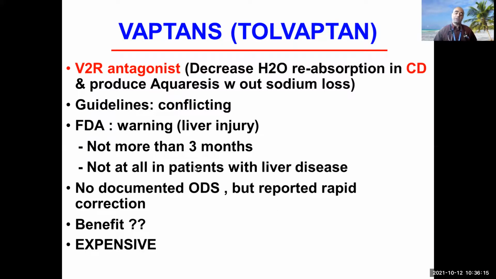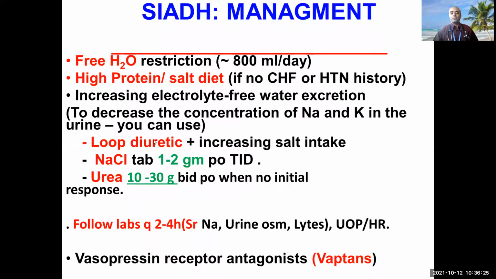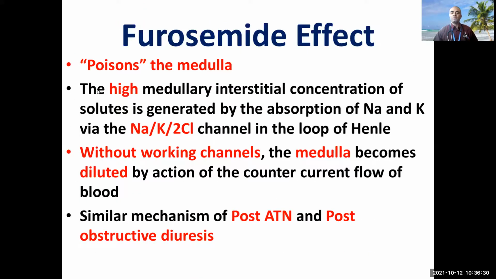We are already using it in some patients with congestive heart failure and liver cirrhosis, and we'll discuss this later in the next presentation. What is furosemide? We said here in our management that we can use loop diuretics to excrete electrolyte-free water. What is the furosemide effect? It is a poison to the medulla. Because if you don't use furosemide, what will happen? High medullary interstitial concentration of solutes. From where is the medullary interstitial concentration of solute elevated?